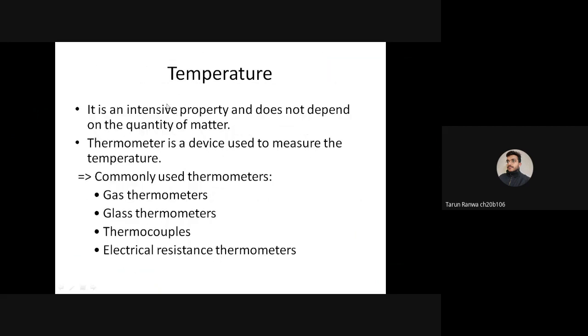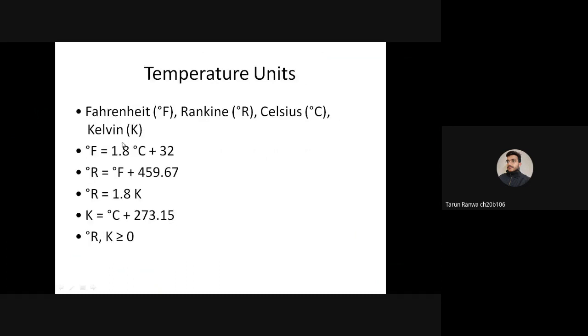Now, temperature. Temperature is an intensive property, as we already know, and doesn't depend on the quantity of matter. These are some instruments to measure temperature. Now, temperature units. These are some conversions between the units of temperature. Here we can convert temperature from Fahrenheit into degrees Celsius and so on.